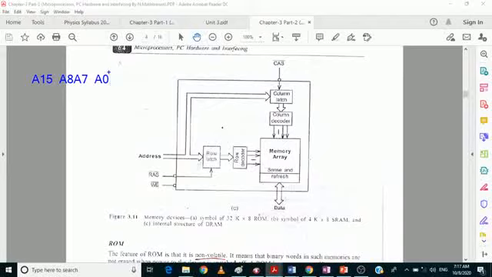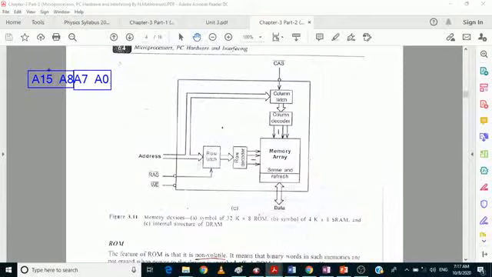So 16 address lines are there. These address lines are equally grouped into 2 parts. One is a higher order address bus, another one is a lower order address bus.